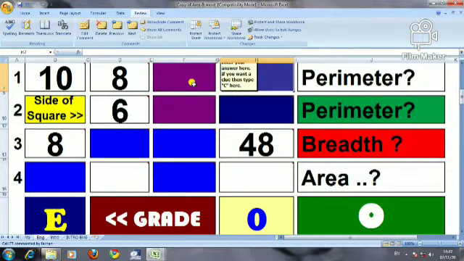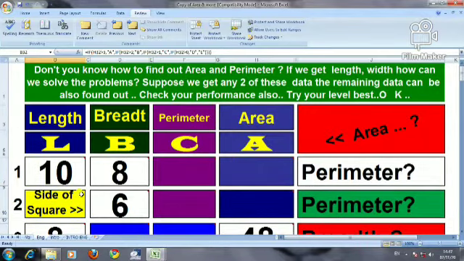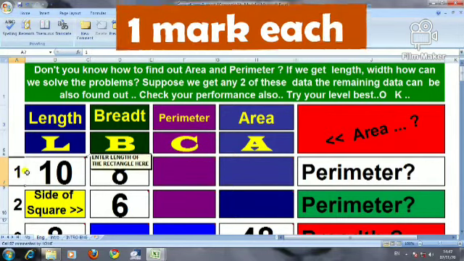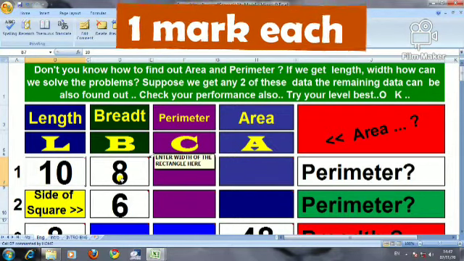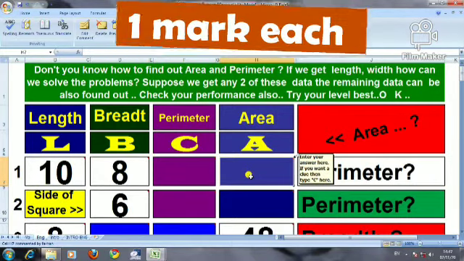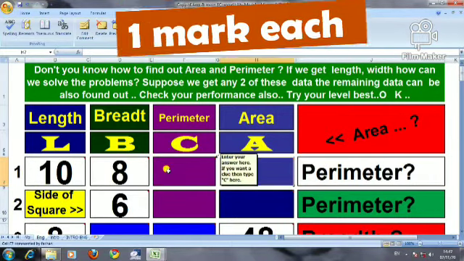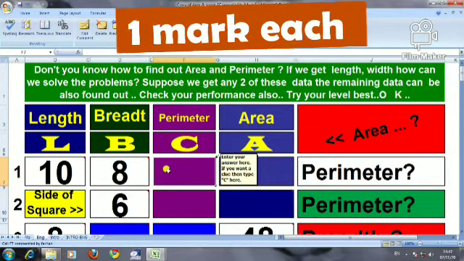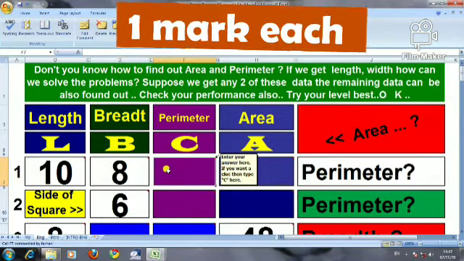Now let's go here. Only E is given because we haven't done anything here. So first of all, the first question, the first task is here. Here length and breadth are given, so we have to find out perimeter and area. First of all, we can go through the perimeter. See how to find out perimeter.